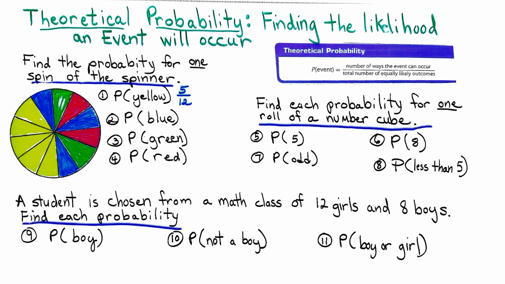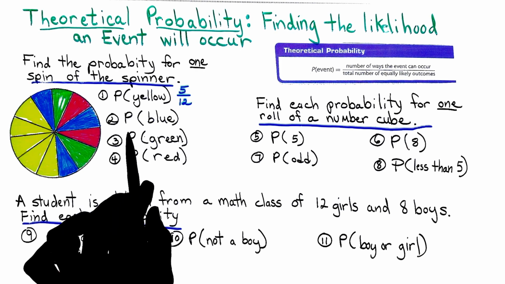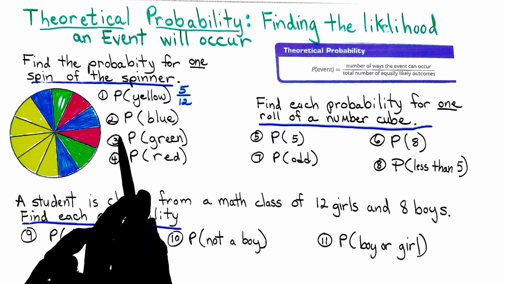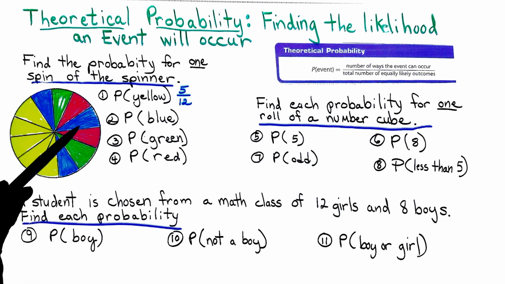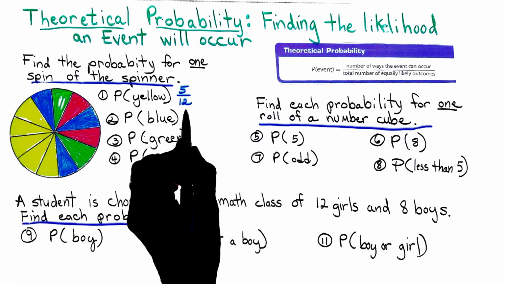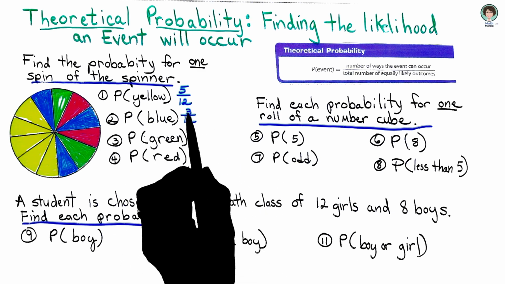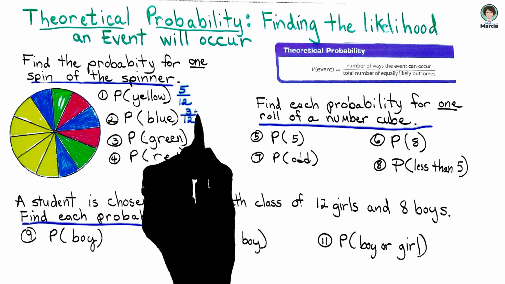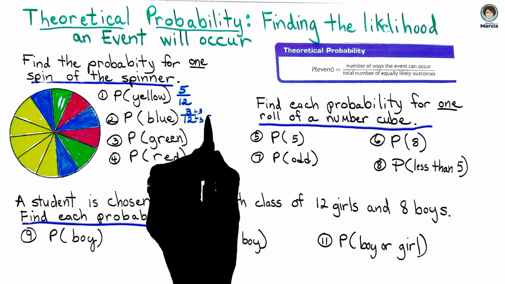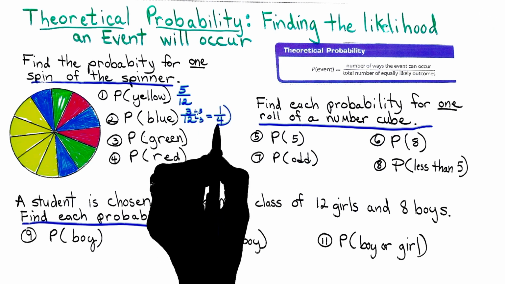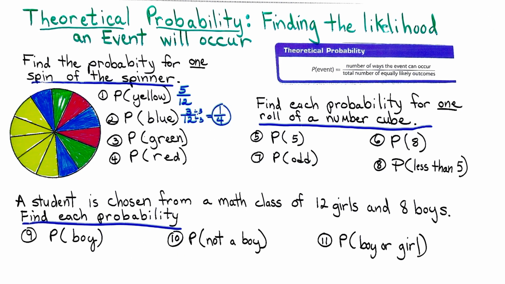All right, let's look at number 2. What is the probability of being able to spin a blue? I'm looking and I have 1, 2, 3 blue spaces. So I'm going to write 3, and again, it is over 12. I know that I can simplify 3 over 12. You can divide both of these by 3, and you do get 1/4. So this would definitely be your answer.